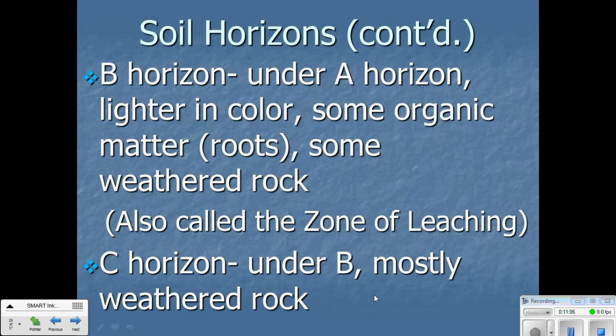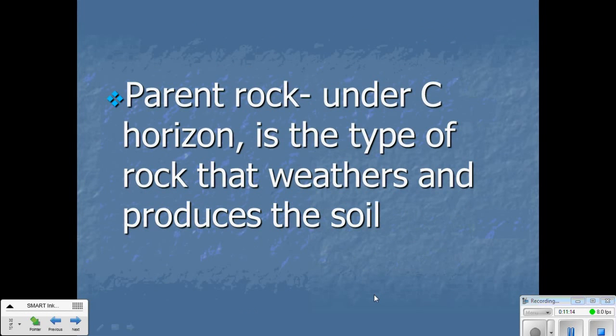And the C horizon is under the B horizon, and it's mostly weathered rock, so lots of stones and that sort of thing instead of sediments. And then the parent rock is under C, and that's the type of rock that weathers to produce the soil. So this is just solid rock, it's like the bedrock.